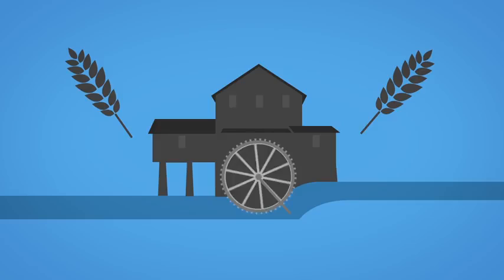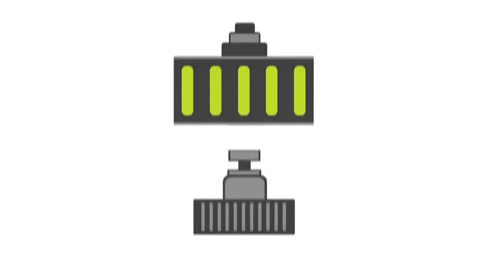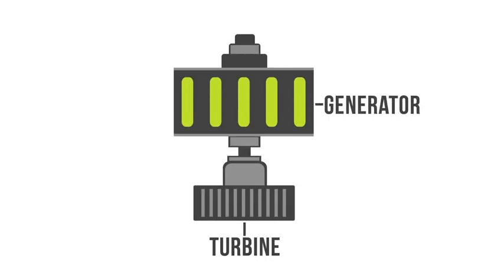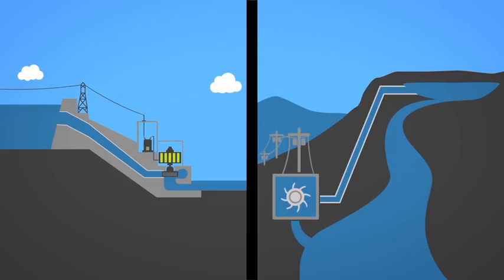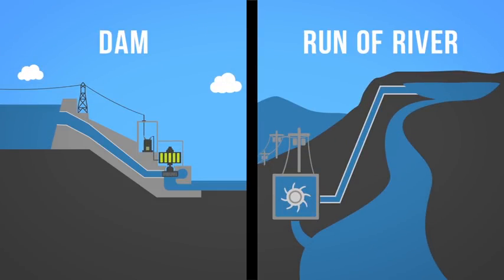But today, modern hydro plants produce electricity using turbines and generators. The mechanical energy created by moving water spins rotors on a turbine. This turbine is connected to an electromagnetic generator, which produces electricity when the turbine spins. There are two main types of hydroelectricity production: dams and run-of-river.